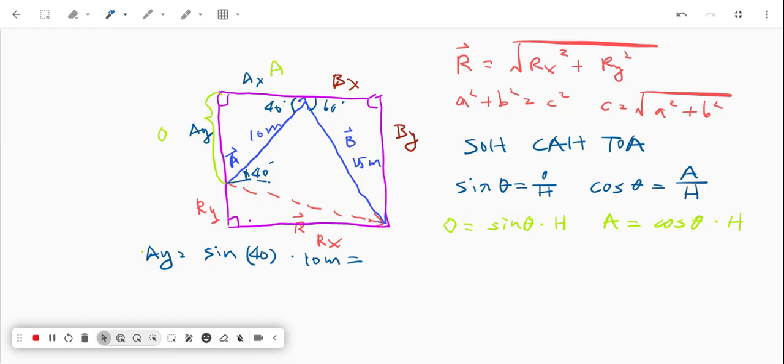What did I say? 6.3? 6.3 meters. You use a calculator. You just punch in sine 40, close parentheses, times 10. Okay. So your AX, the horizontal one, is cosine 40 times 10, which is 7.7 meters.